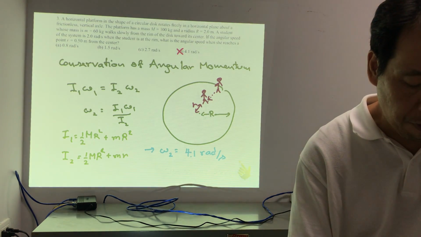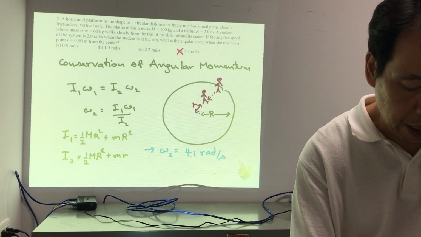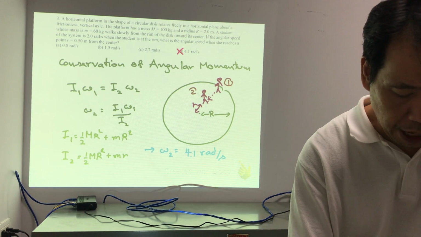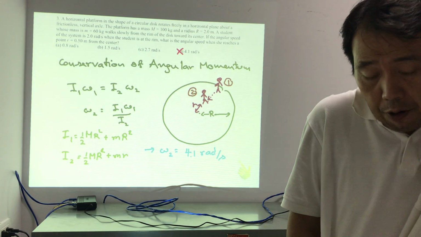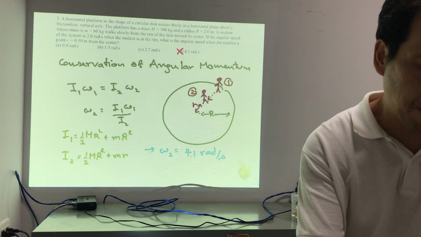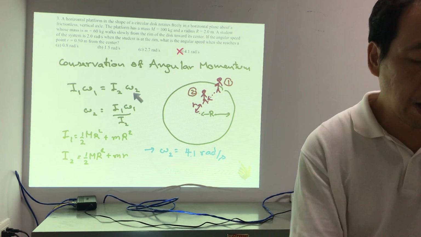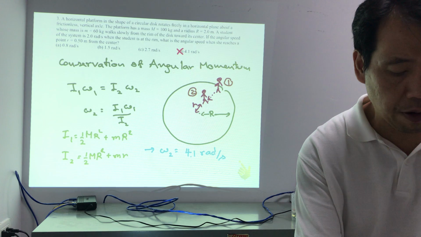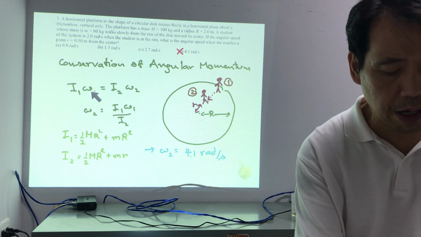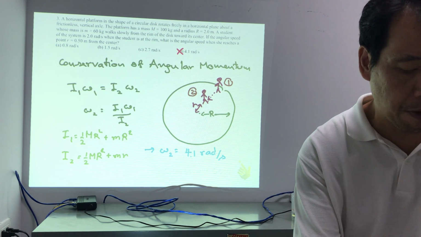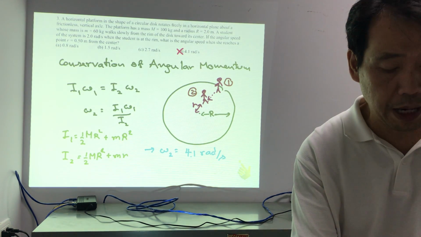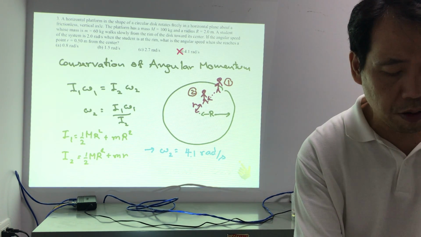If the state 1 is when the student is at the rim, and the state 2 is when the student is at the distance 0.5 meter from the center, we must have that the angular momentum of the system at the state 1 and at the state 2 are the same. And we know that the angular momentum is equal to I omega. So we have I1 omega 1. I1 is the moment of inertia of the system at the state 1. Omega 1 is the angular speed in the state 1. Is equal to I2 omega 2.